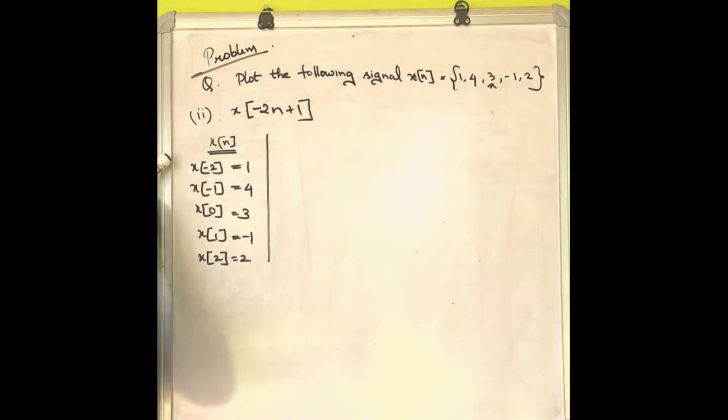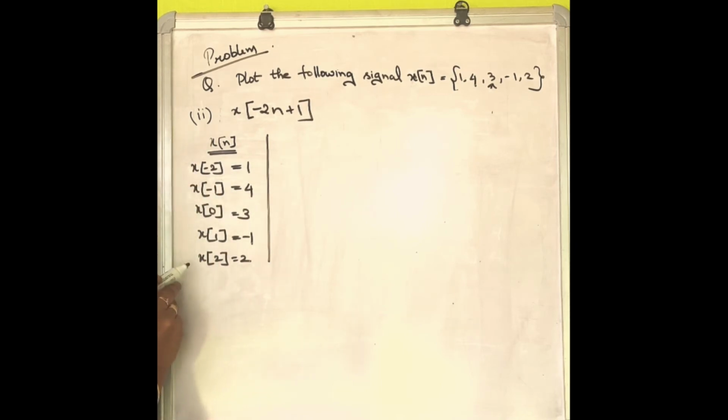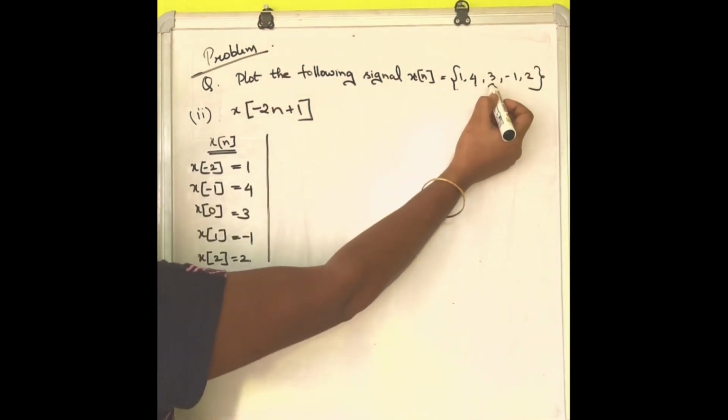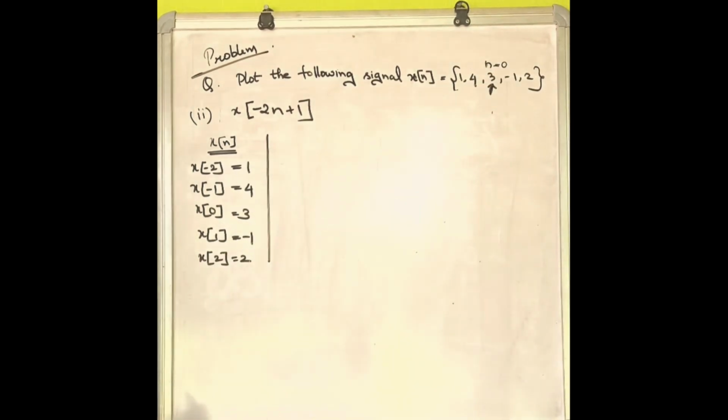Now, I have written x of n, okay. So it is the same thing, x of minus 2. Here minus 2, minus 1, 0, 1, 2 are the values of n. So for each value of n, the amplitude is given here. This represents n is equal to 0. I have been telling this on all the problems. Okay, so please don't forget. So this is the initial x of n.